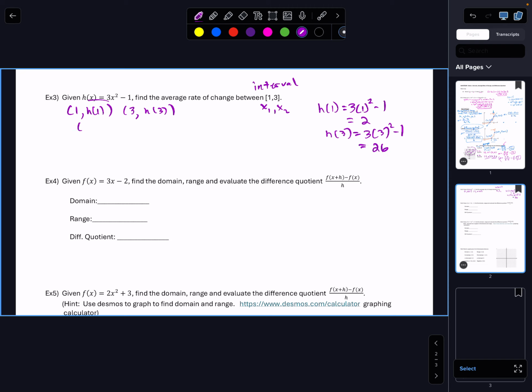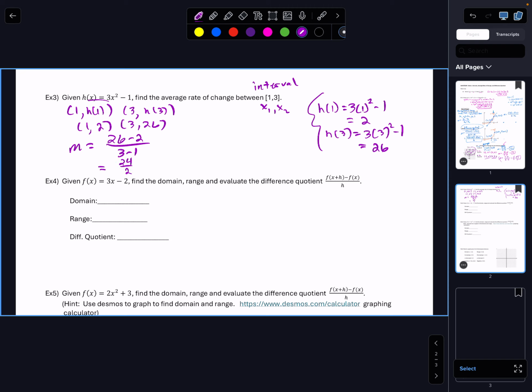So I want those ordered pairs listed. So you've got 1, 2, and you've got 3, 26. You've communicated clearly over here the process to finding y. And then we can label this as slope. And we get the change in y over the change in x. And that becomes 24 over 2.